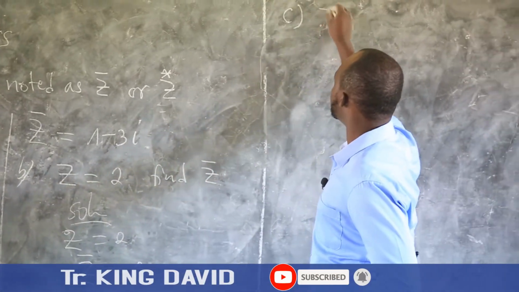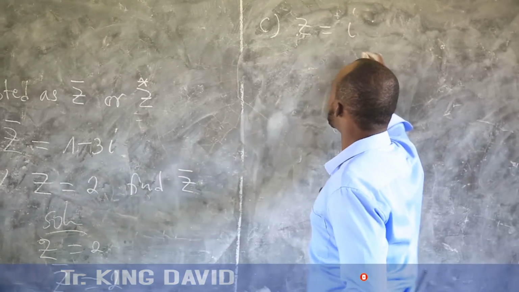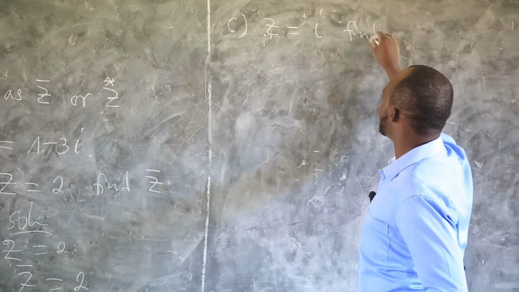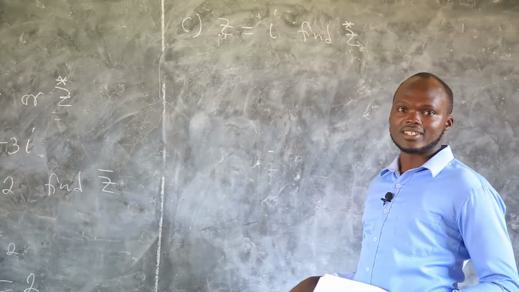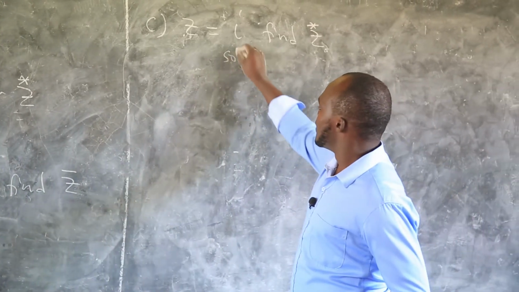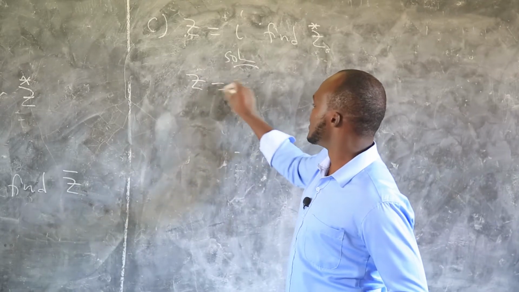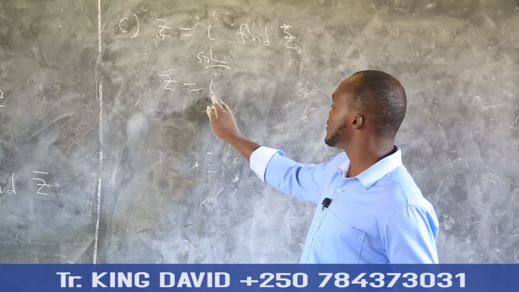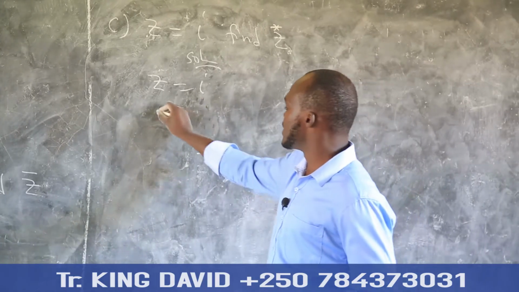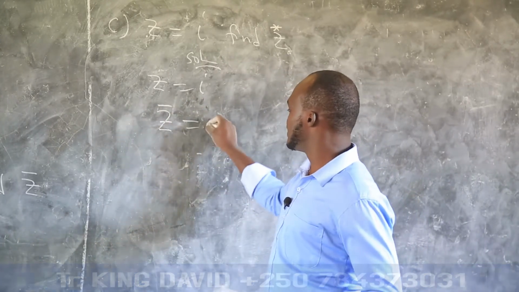C, we have Z equal to I. Then find its conjugate. So what is the conjugate of that Z? I have Z, which is I, and we have to change only the imaginary part. Actually, this is the pure imaginary part. So the conjugate of Z is negative I.